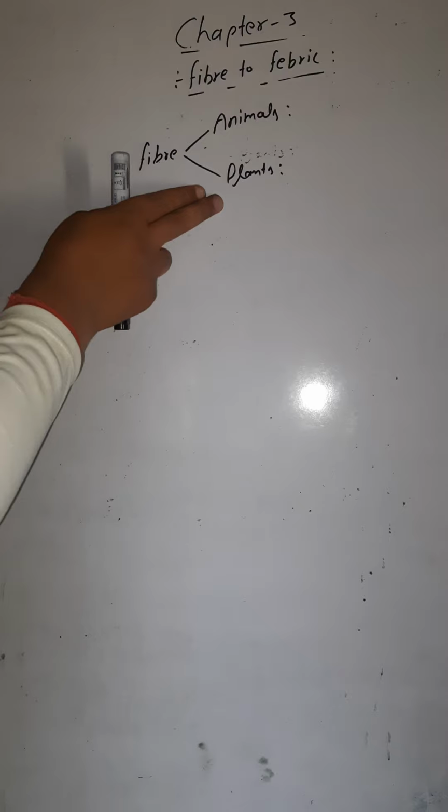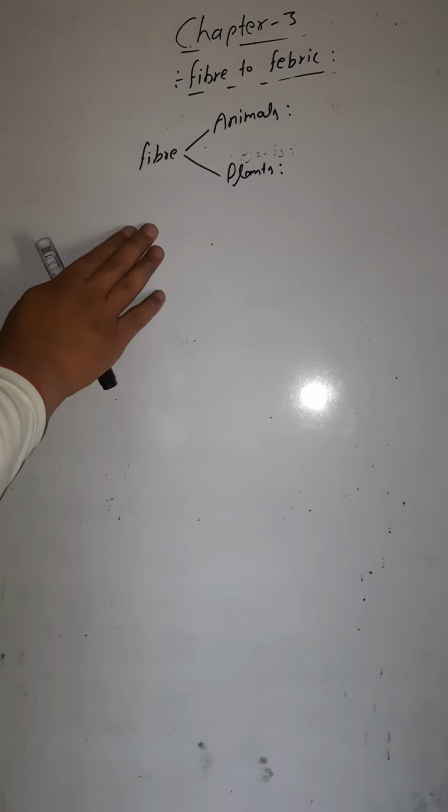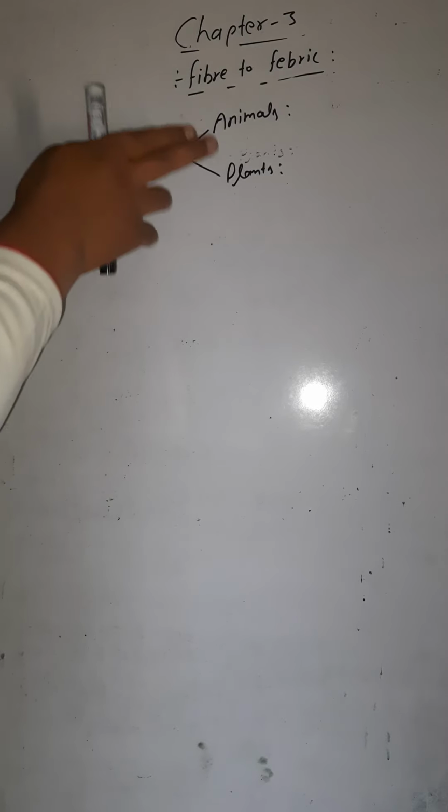So today we will discuss chapter 3 of class 7 science, that is Fiber to Fabric. If you see the fiber, we get it from animals, as well as from plants. We have already discussed this topic in class 6 also. So we get fiber from animals as well as plants.